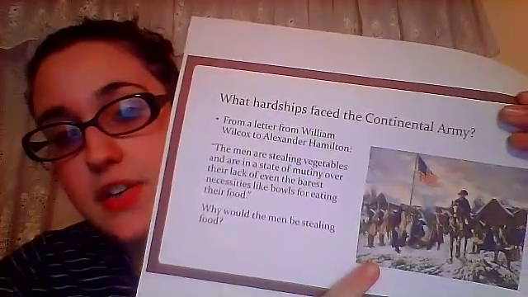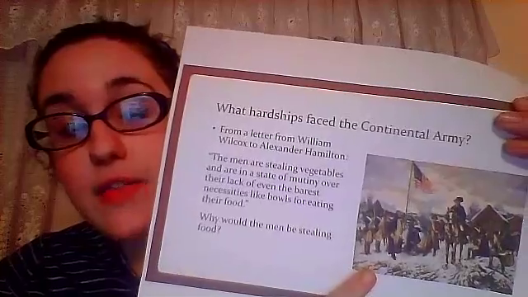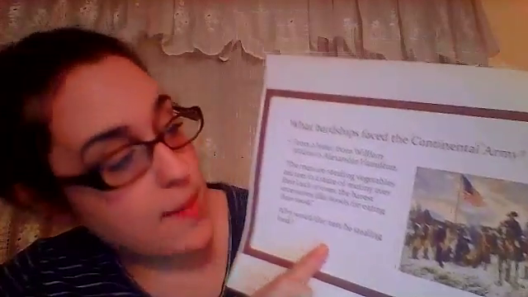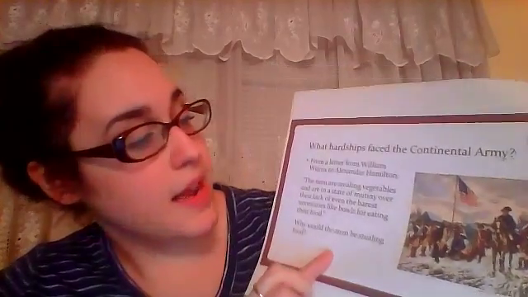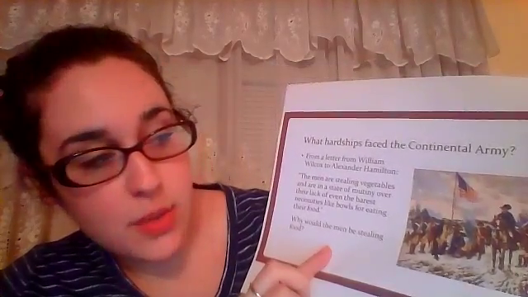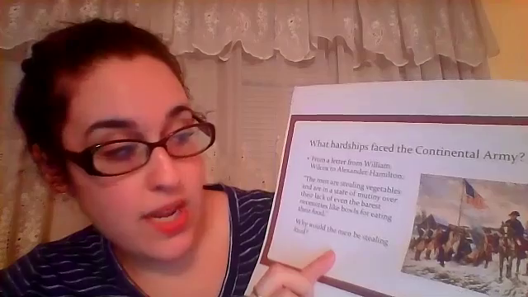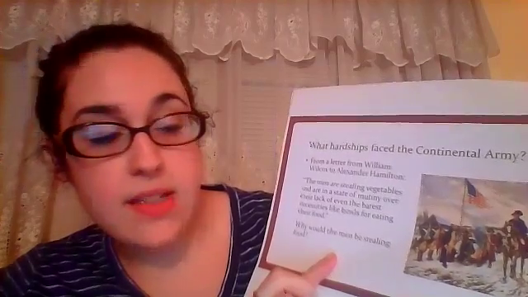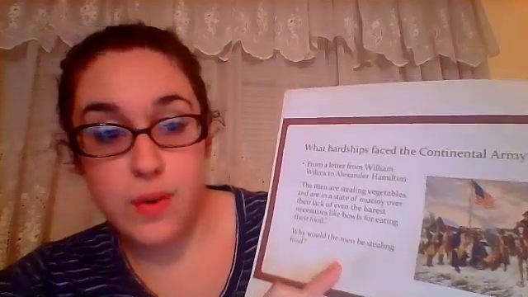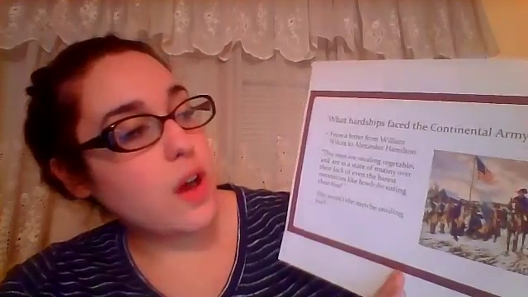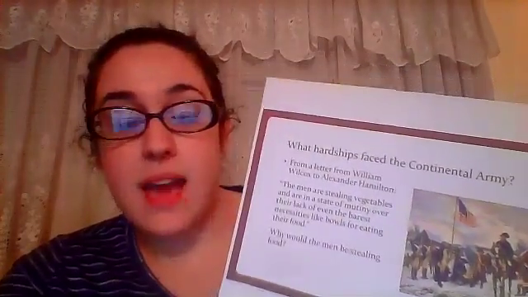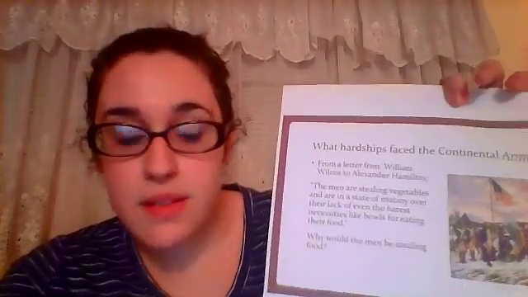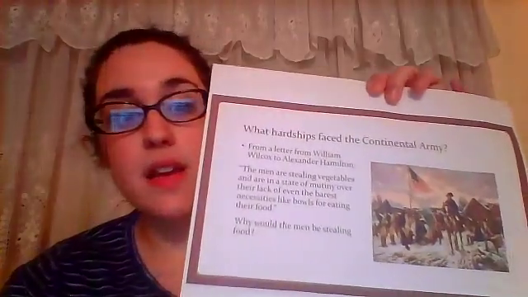First, this is a picture of Washington at Valley Forge, and this is a primary source from a letter from William Wilcox to Alexander Hamilton. It says, the men are stealing vegetables and are in a state of mutiny over their lack of even the barest necessities like bowls for eating their food. So you show this to students and lead them in analyzing what this could mean for the various hardships that the Continental Army was facing.